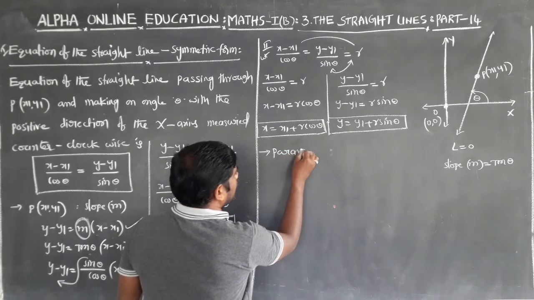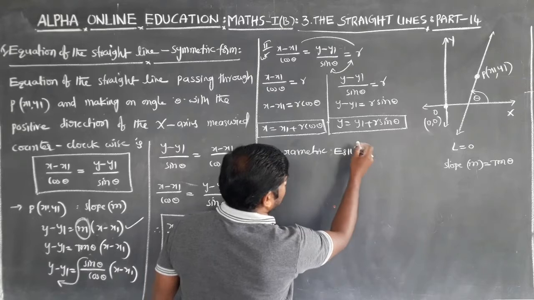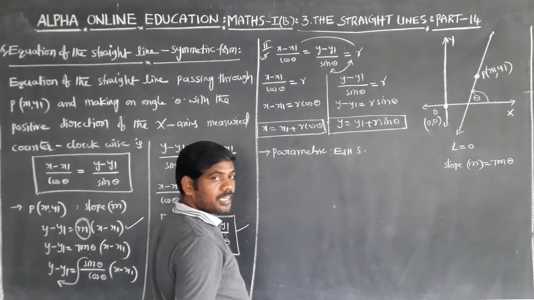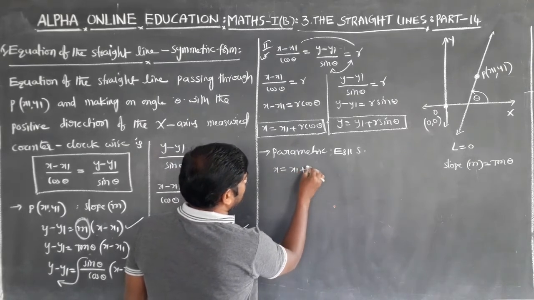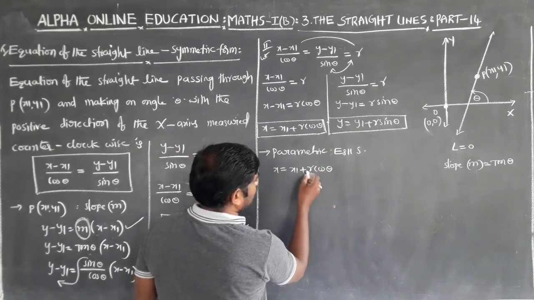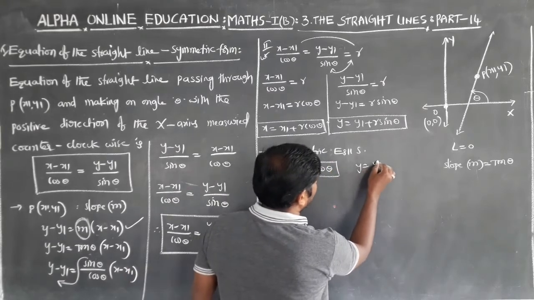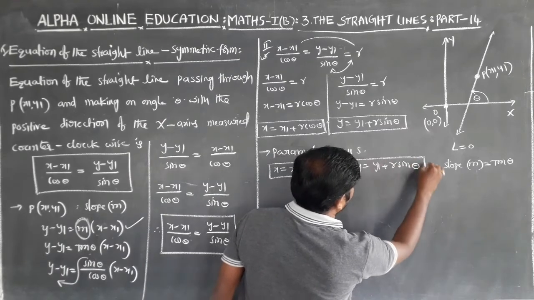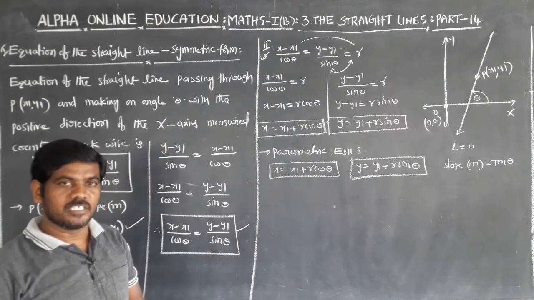The parametric equations of the straight line, x is equal to x1 plus r cos theta, y is equal to y1 plus r sin theta, are called the parametric equations of the straight line.